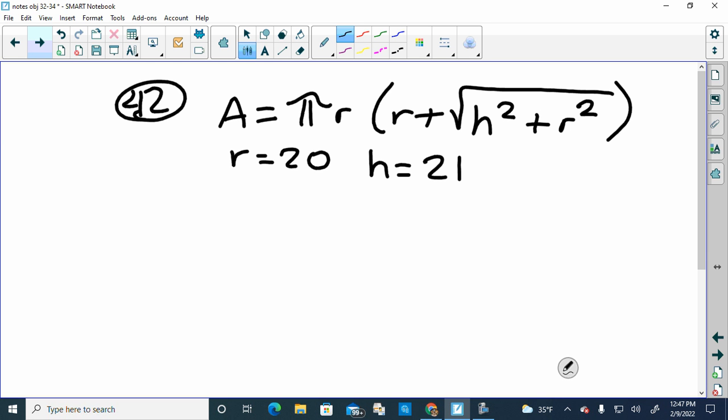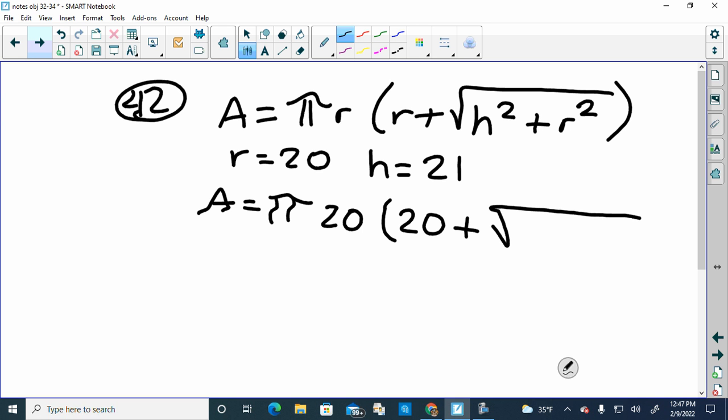All right, so we're plugging it in. So I got A, and the pi is going to stay there. And then my R is 20. And then R is 20 again, plus. Then underneath here, H is 21 that we're going to square. And then R is 20 that we're going to square.